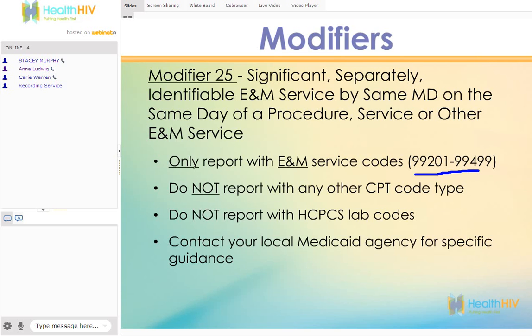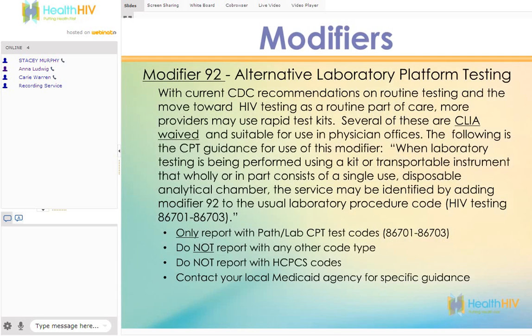So even though the slide here says not to use them on HCPCS lab codes, you wouldn't be using this modifier on any HCPCS lab codes. But if you work in a facility where the payer has given you guidance to use a HCPCS code in place of an E&M code, then you would use the modifier 25 on that HCPCS code, but not the lab codes. Ultimately, you should contact your insurance carriers to get guidance.